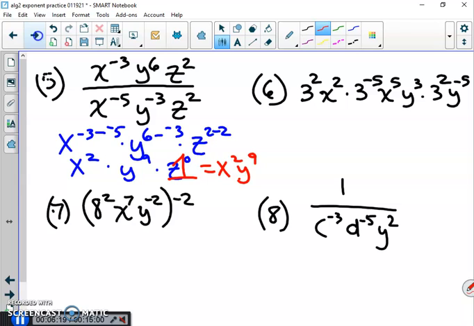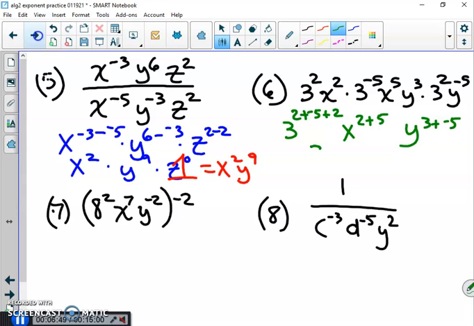In problem 6, we don't have parentheses, so we're not multiplying. We don't have fractions, we're not subtracting. What we just have is a string of bases, 3's, x's, and y's. So when we have this, we just add the exponents. So we have a base of 3, a base of x, a base of y. So for the 3, we're going to add 2, -5, and 2. For the x, we're going to add 2 and 5. And for the y, we're going to add 3 and -5.